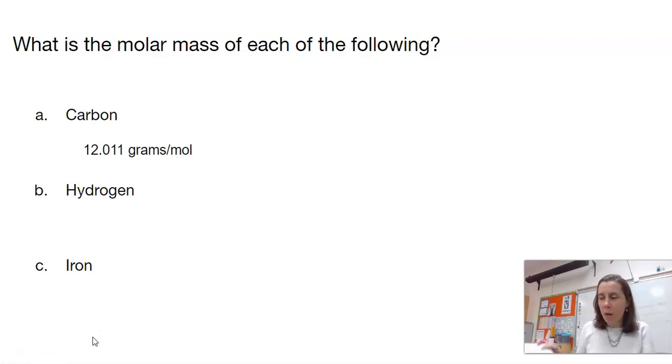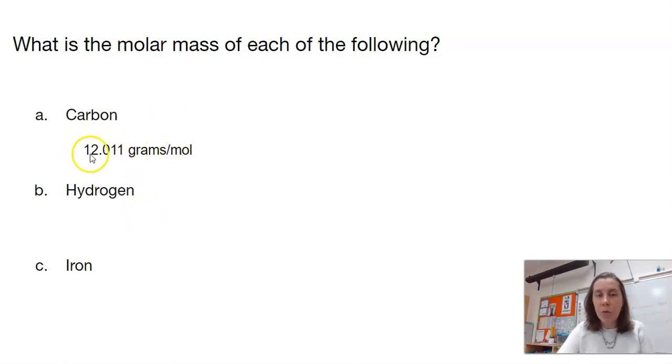Okay. So all you're literally going to do when you're trying to find the molar mass is find the element on the periodic table and look for that number that's below the symbol, okay? And when you're doing that, if I asked you to find the molar mass, always record all of the numbers that are on the periodic table. Usually it's 3 numbers after the decimal.